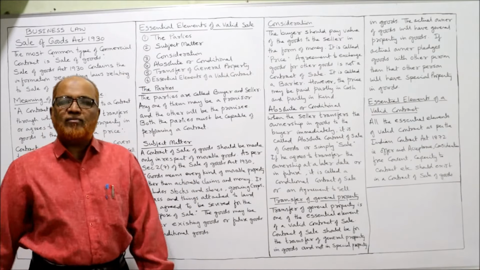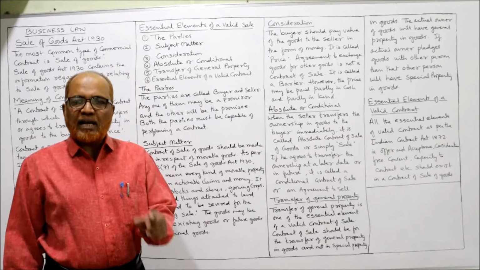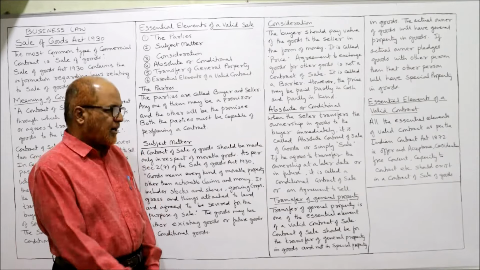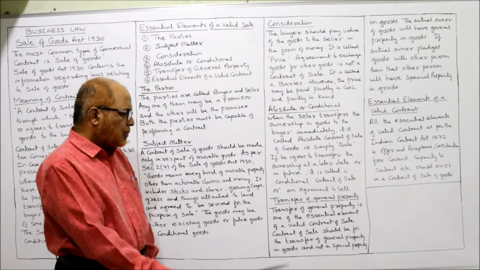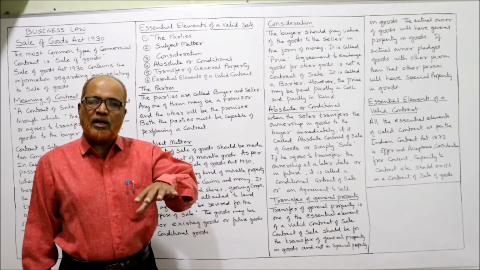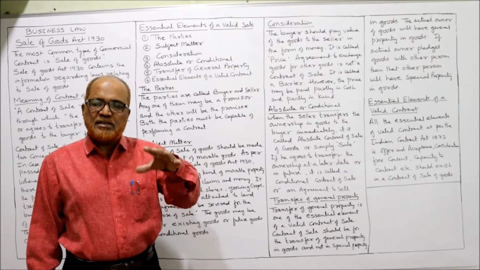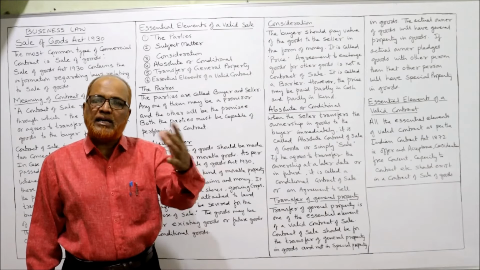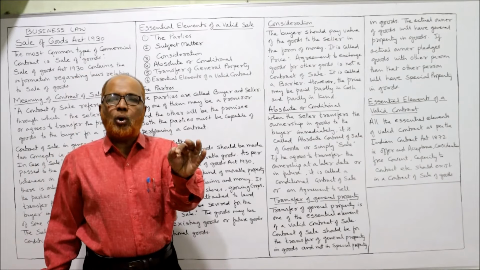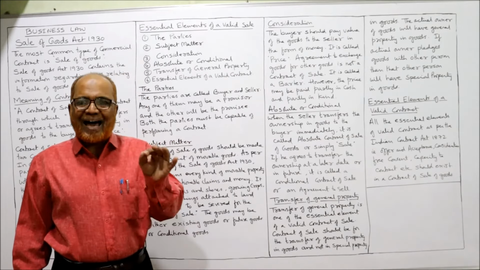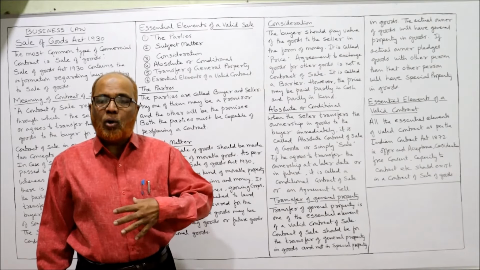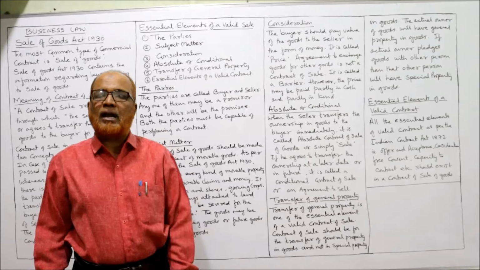The next element is transfer of general property. Transfer of general property is one of the essential elements of a valid contract of sale. So a contract of sale should involve the transfer of general property. Whenever we say the ownership is transferred, that means the general property is transferred. Who will have the general property? The actual owner of the goods will have the general property. He only will be able to sell and transfer.